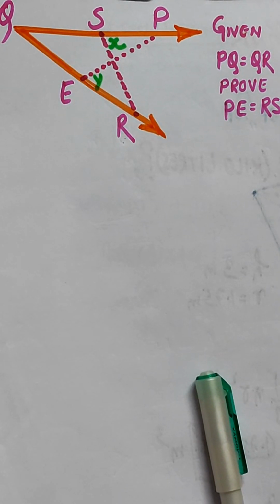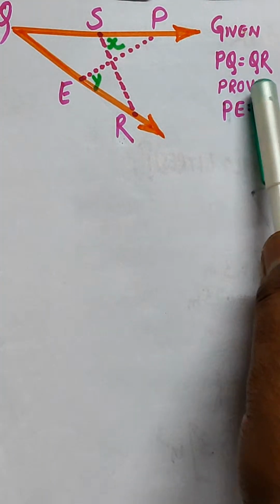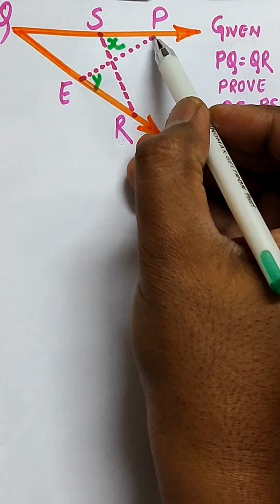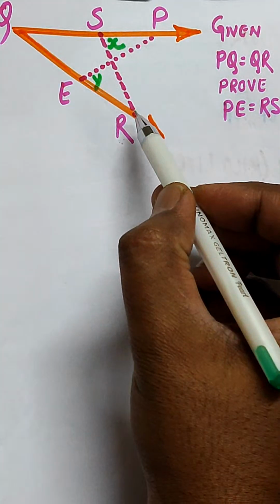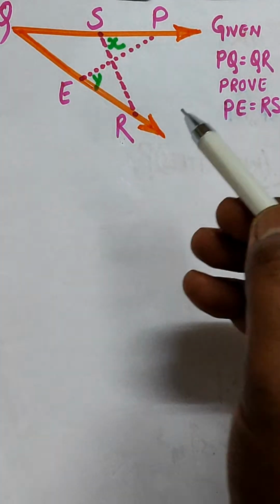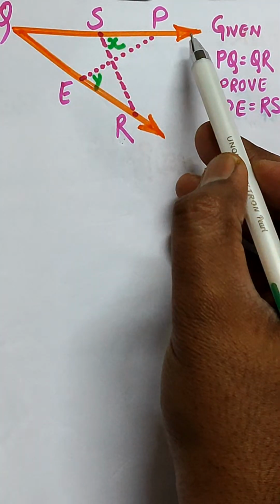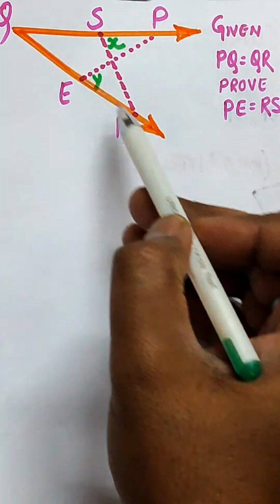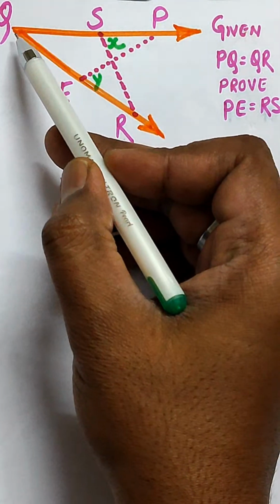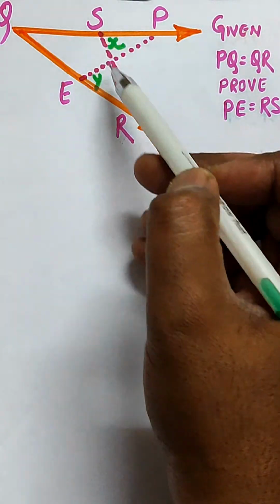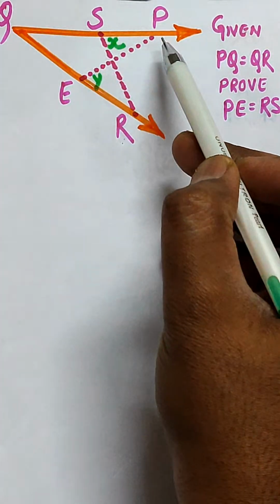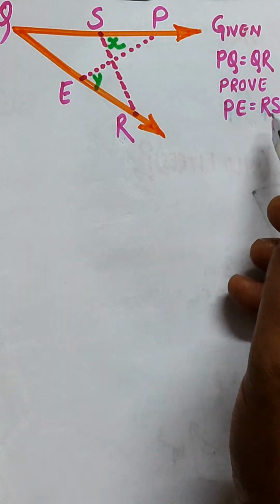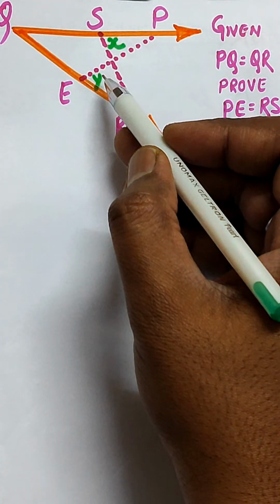In the shown figure, it's given that PQ is equal to QR, right? That means if the length of this P to Q is given and this PQ equal to QR, this section. First of all, you need to understand there are two rays. Both of these orange rays are connected at Q, right? And PE and RS are forming two angles X and Y with these two rays, right? And it's also given that angle X equal to angle Y, right?